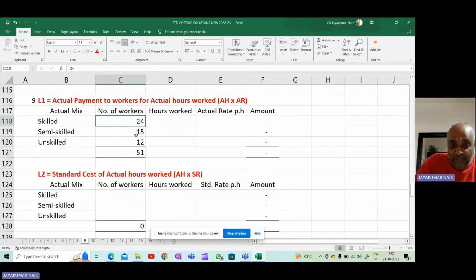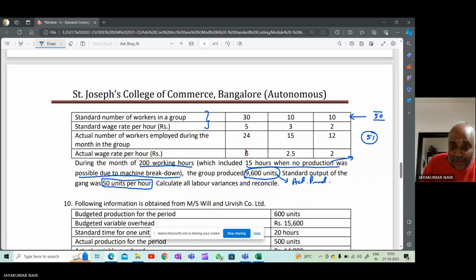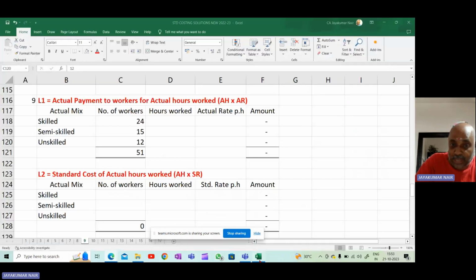Unskilled 12. So 24, 15, and 12. So we will write here that it is 24, 15, and 12. The gang consisted of 24 skilled workers, 15 semi-skilled, and 12 unskilled. So that is what I have written.